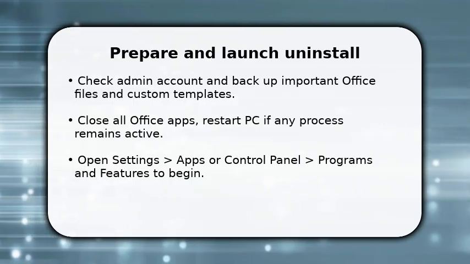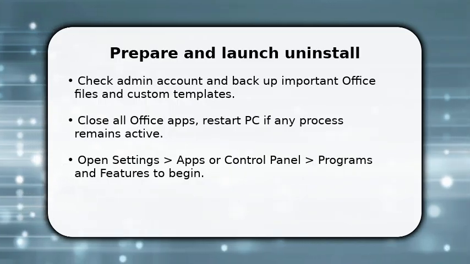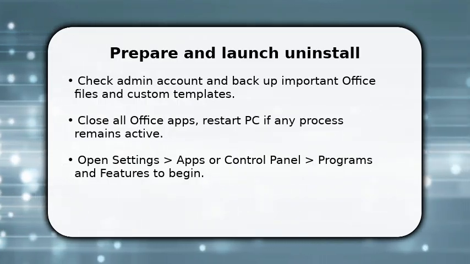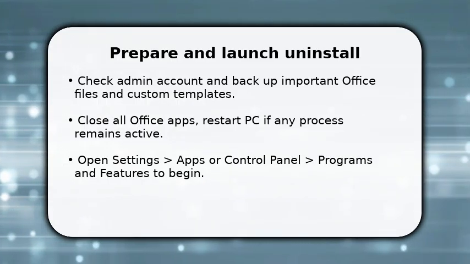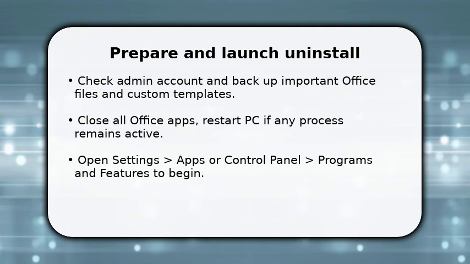Now open Settings, Apps and Features, or Control Panel, Programs and Features. That's the first actionable step. Locate Microsoft Office 2016 in the list, select it, and click Uninstall. This begins the built-in removal routine.